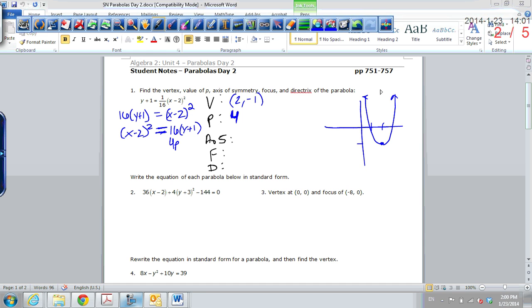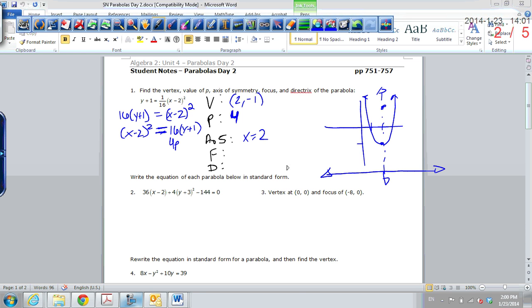So that doesn't really help me with my axis of symmetry, but that means my axis of symmetry is right there. It's going through the vertex, so it's x equals 2. And we talked about that the other day, as far as that my axis of symmetry is going through the x value of my vertex if it's up and down. Next thing is my focus. So my focus is 4 units away. So up here, my directrix is 4 units away down here.